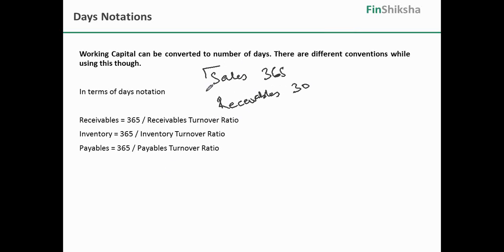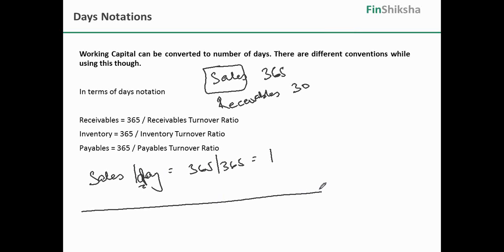If I were to calculate sales per day, this is 365 by 365, which is roughly about 1 crore. Which means if the company has this timeline for the year, if it sells on day 1, it effectively collects on day 31. Correct? So whatever it sells on day 1, it collects on day 31. This goes on till day 335. What it sells on day 335 is collected on the 365th day. Anything after this goes in the next financial year.